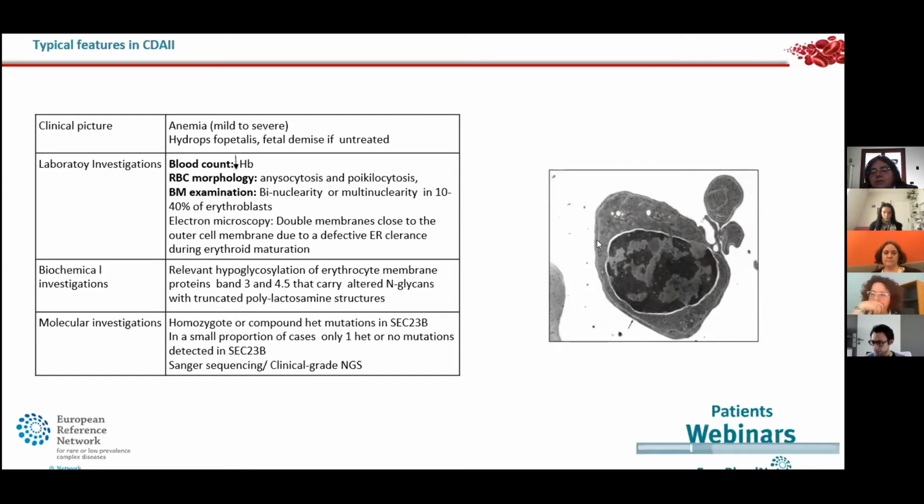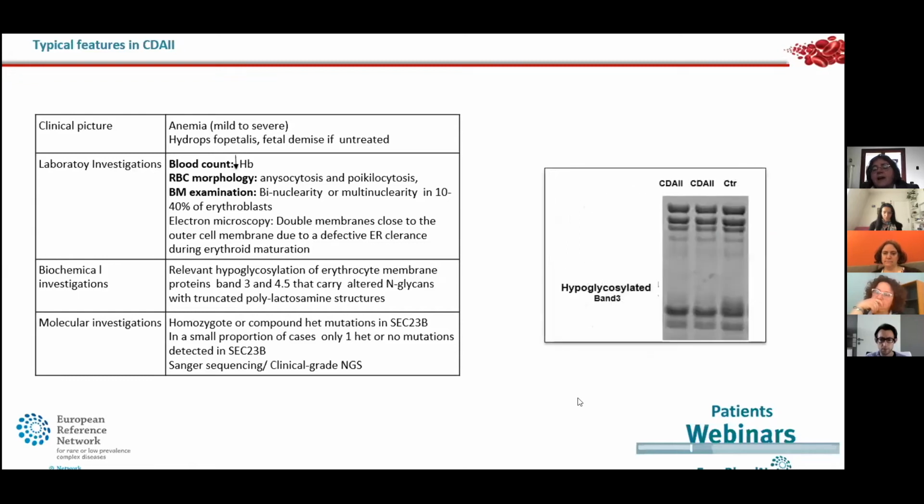If we look with more precision in electron microscopy, very typical of CDA II, we found this: you see a little white line, that is membrane that runs on the inner surface of the cell. And the other aspect, if we look at the membrane proteins in the red cell, we found that some proteins, these dots that run in electrophoresis, are different from the normal control. They lose this tail of glycosylation, and this is typical of CDA.